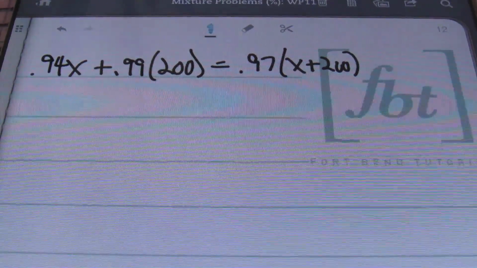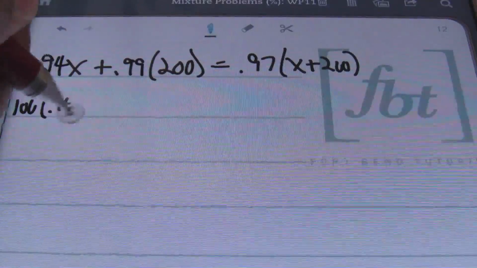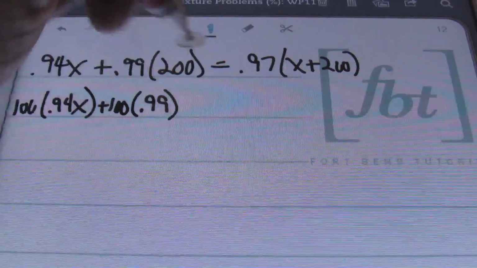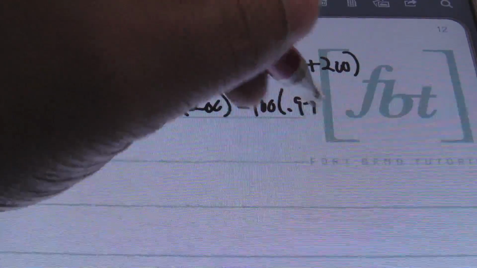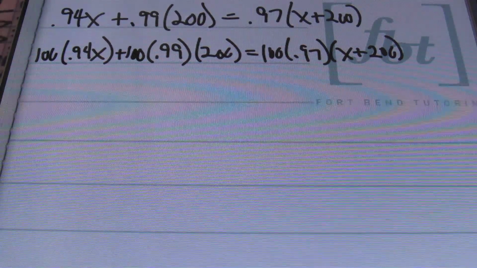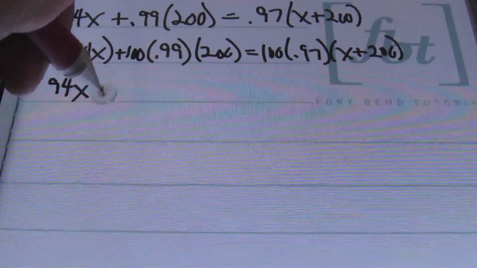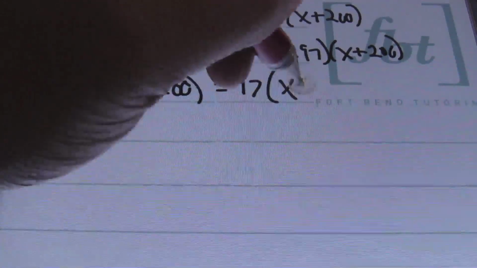Solving our equation, I'll be multiplying each and every term by 100. So this is going to be 100 times this 94 hundredths X plus 100 times 99 hundredths times 200, which will equal 100 times 97 hundredths times X plus 200. All right. Moving the decimal 2 places to the right because I'm multiplying by 100, I end up with 94X plus 99 times 200, which equals 97 times X plus 200.